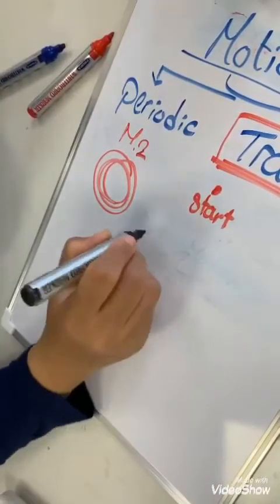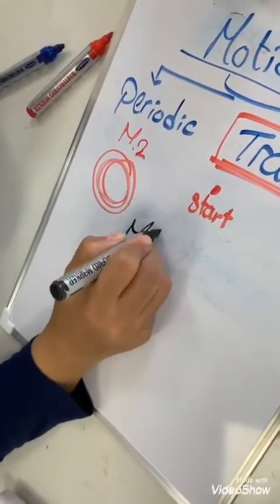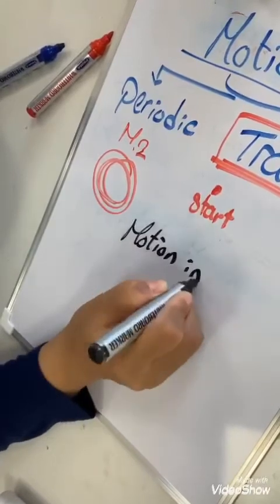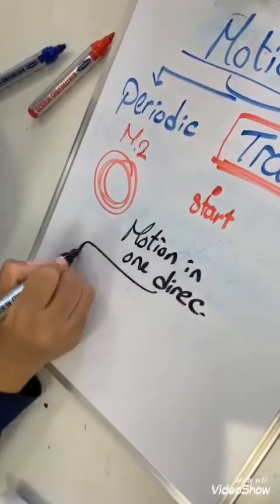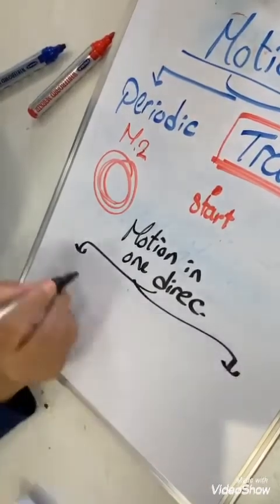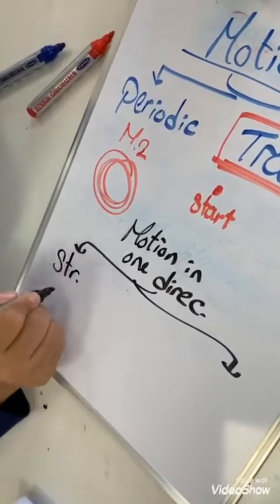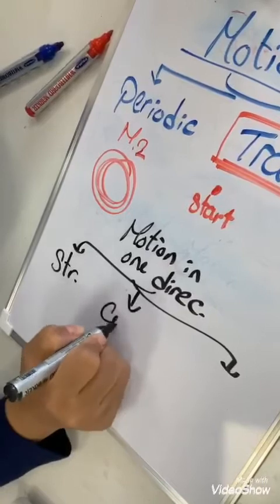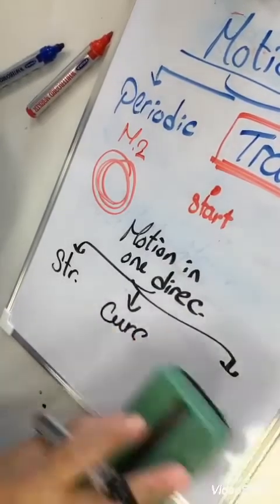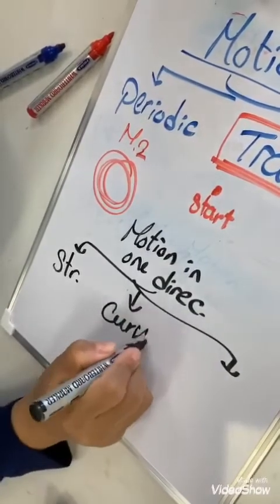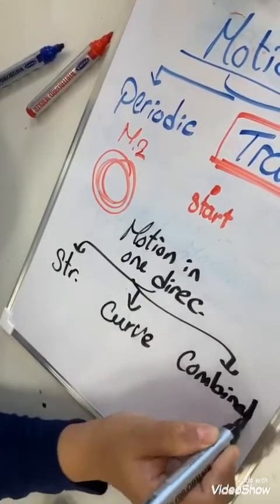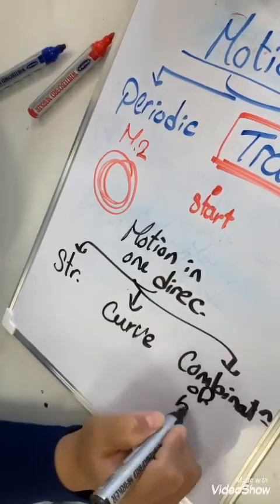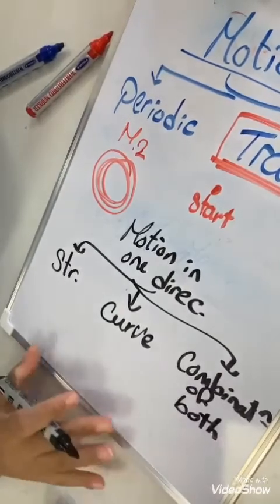What are the types of motion in one direction? I have 3 types of motion in one direction. Number 1, straight line. Number 2, curve. Number 3, combination of both straight line and curve.